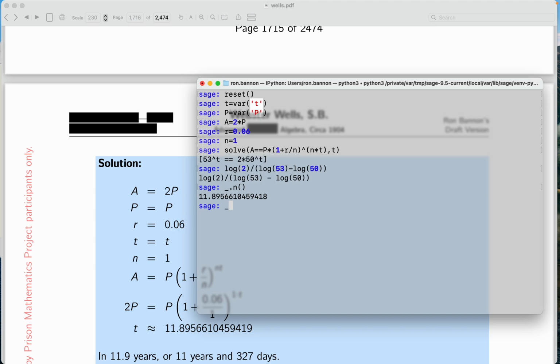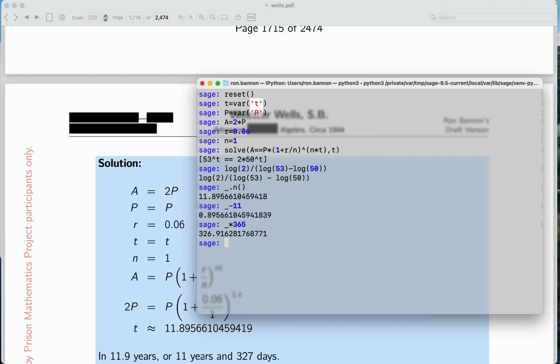So I'm going to take this number here and subtract 11 from it. That will give me the fractional part. And then I'm going to take that number there and multiply it by 365. Remember, the underscore represents the number from the prior input. So what do we get? About 327 days. So what would I say? If someone were asking me the question, I would say, 11 years and 327 days for that money to double.